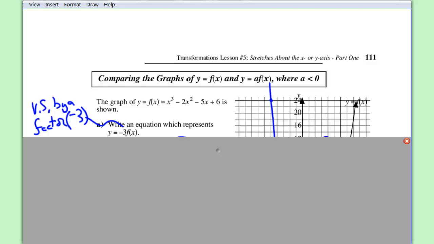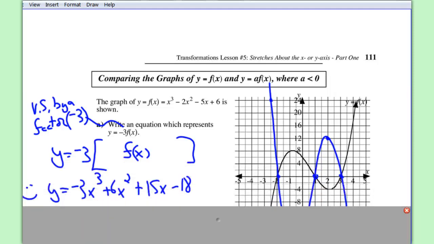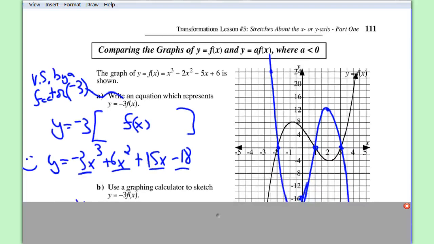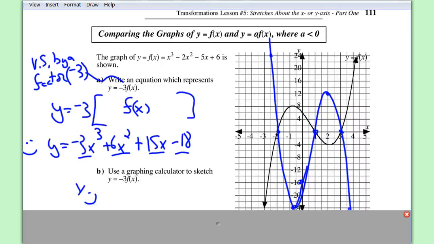So what do we see as you put the graphing calculator together with this transformation? So a minus 3 on the outside is minus 3f at x. So if I apply that minus 3 to the whole function, I should get minus 3x cubed plus 6x squared minus 15 and minus 18. When I graph it, what do I see? And how do I describe it? Well, I get that over there, the blue graph.